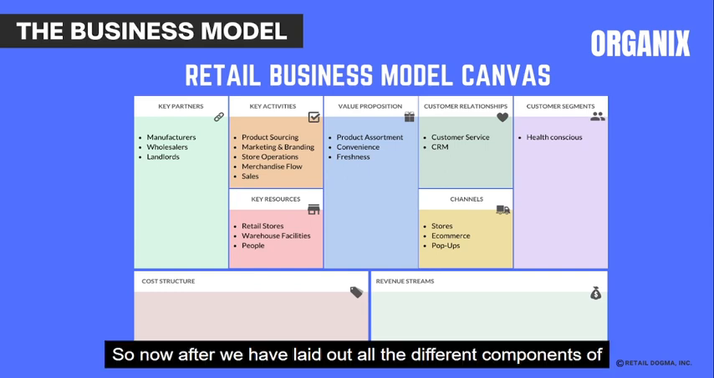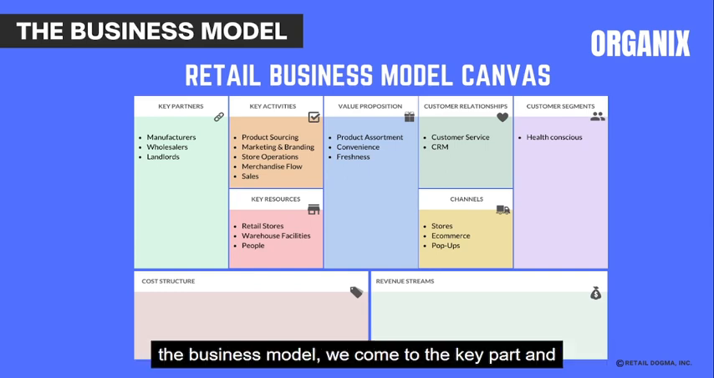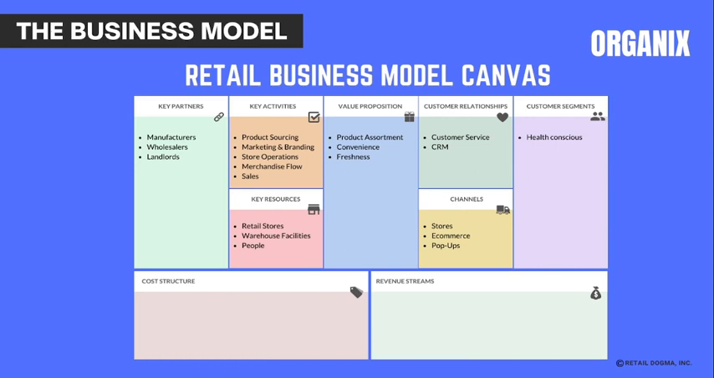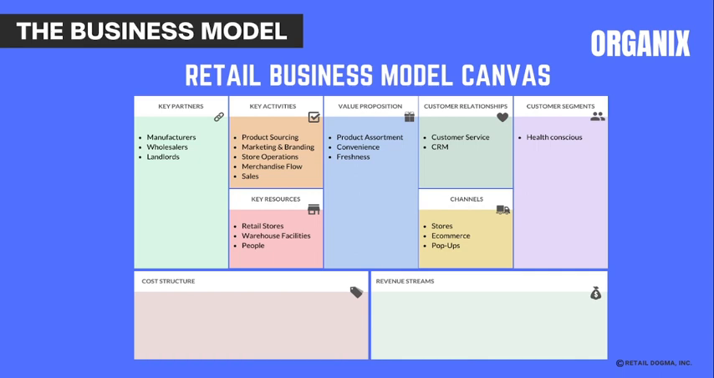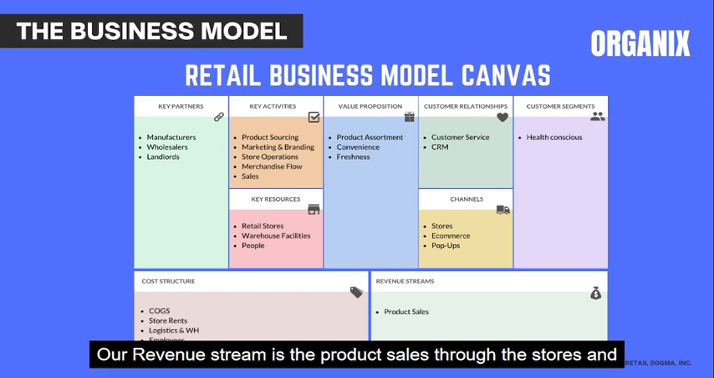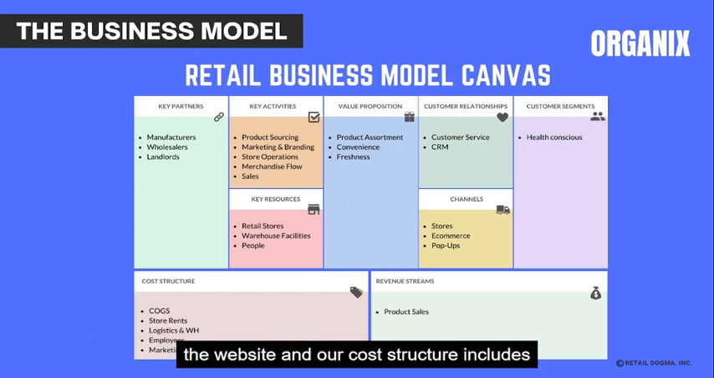So now, after we have laid out all the different components of the business model, we come to the key part, and that is how are we going to make money? For that, we need to identify our revenue streams and our cost structure. Our revenue stream is the product sales through the stores and the website. And our cost structure includes cost of goods sold, that's the merchandise cost, store rents, paying for logistics and warehousing, employee salaries, and marketing and advertising costs. This is an example of the main business model for retailing.